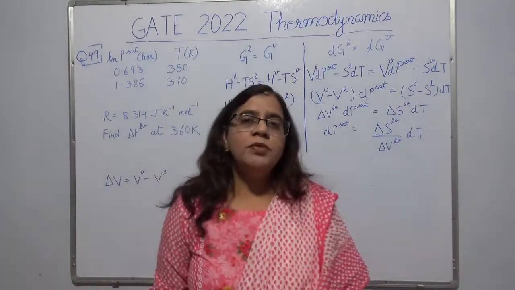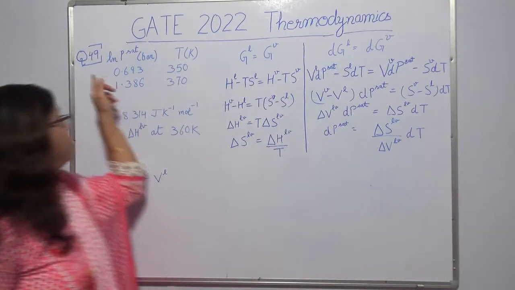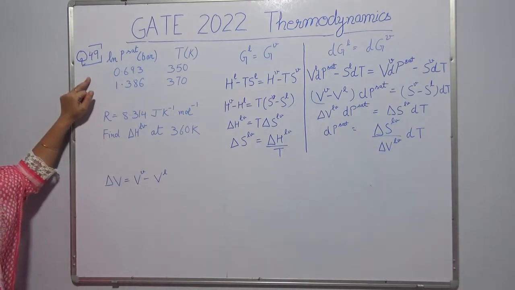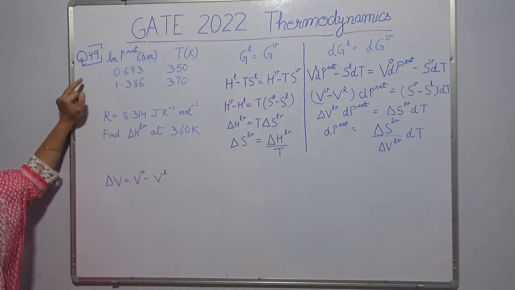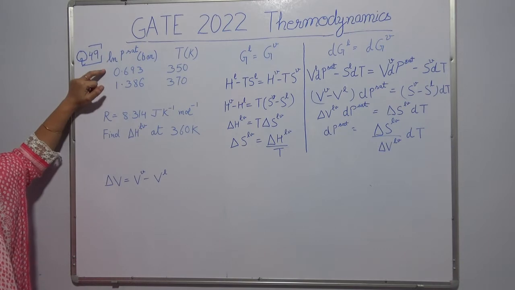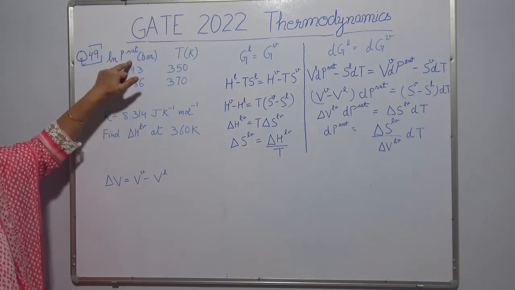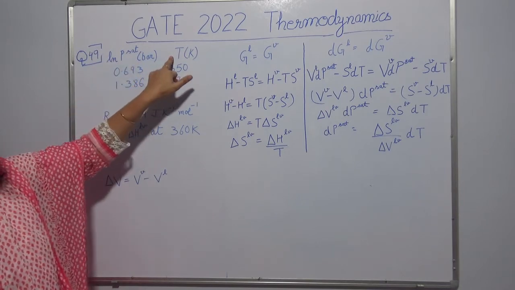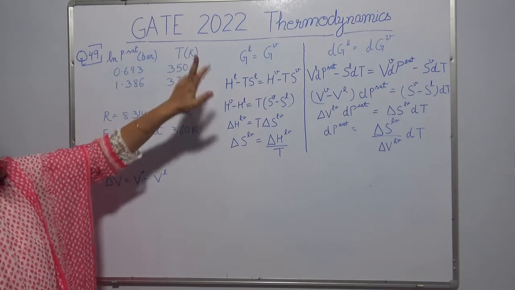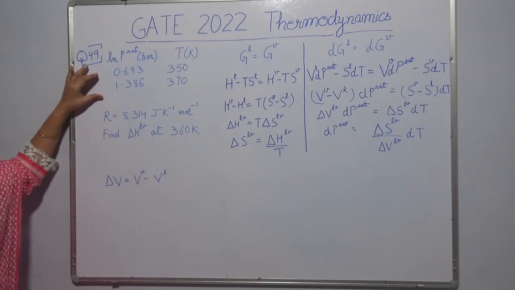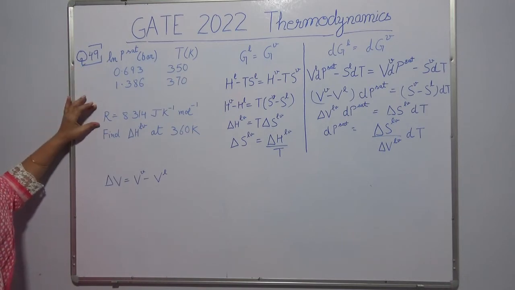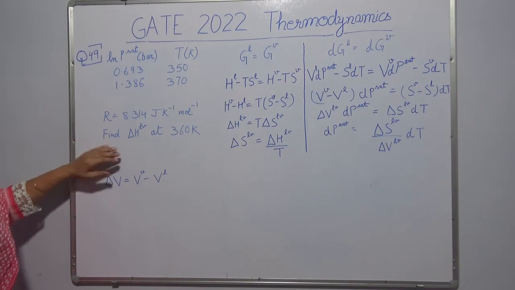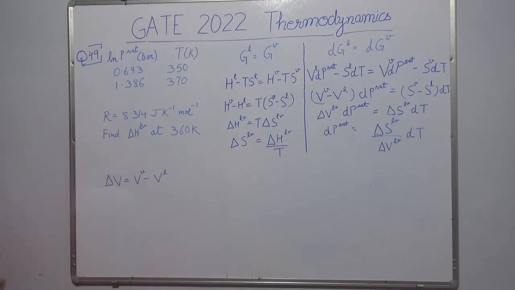So the second problem which I am going to take is problem number 49, which came for 2 marks. In this you have been given the value of ln of P saturation, that is the saturation pressure, against the temperature T in Kelvin. So you have 2 data points, and they have given you the value of R and asked you to calculate the molar latent heat of vaporization.